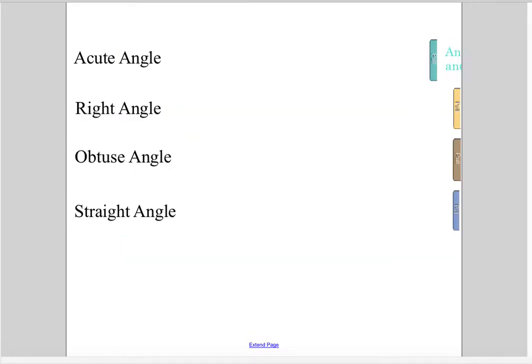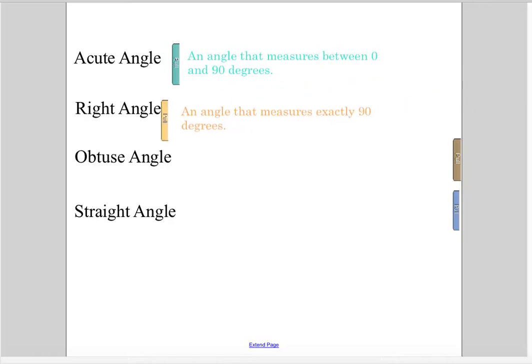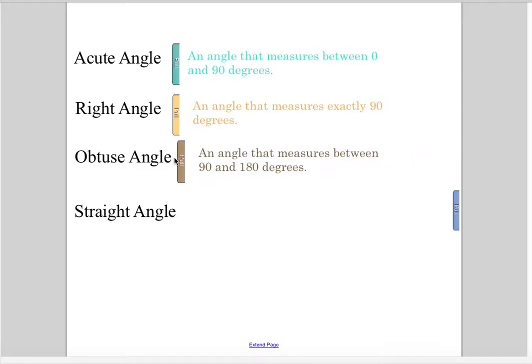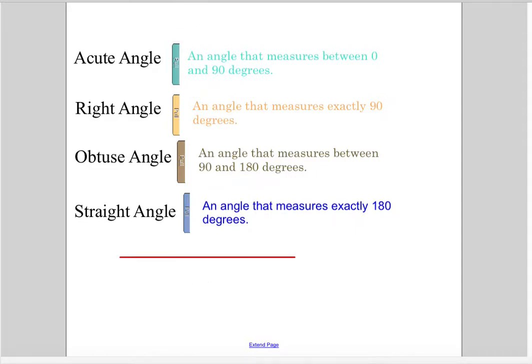An acute angle is an angle that measures between 0 and 90 degrees. A right angle is an angle that measures exactly 90 degrees. And an obtuse angle is an angle that measures between 90 degrees and 180 degrees. A straight angle is an angle that measures exactly 180 degrees. And a straight angle looks like a straight line.